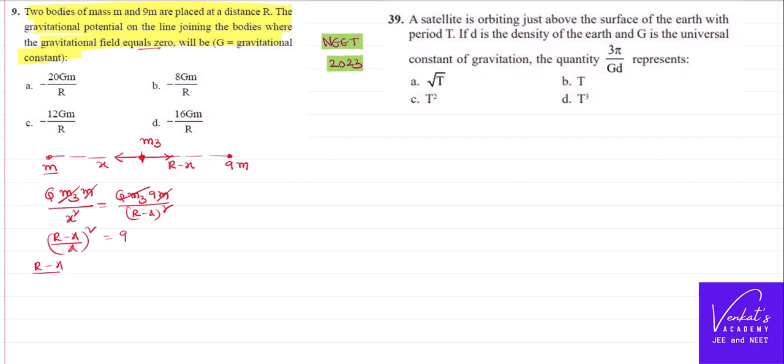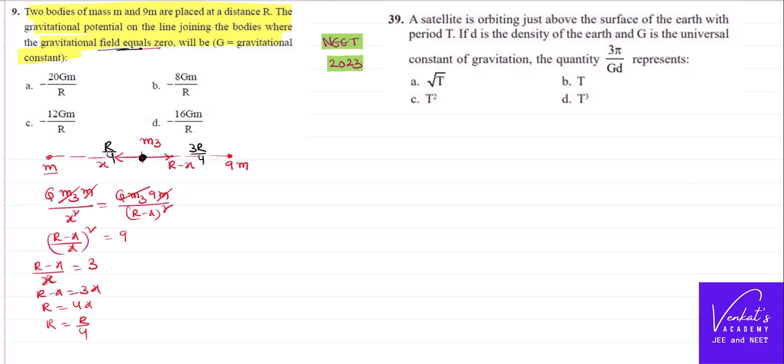That implies, take a square root on both sides. r minus x by x is 3. r minus x equal to 3x. r equal to 4x. x equal to r by 4. So what we have got is that the point where the gravitational field is 0 is at a location of r by 4 from this mass. The other distance becomes automatically 3r by 4, because the total value is r.